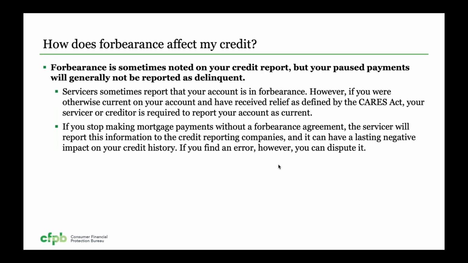So one of the questions we get a lot is, how does forbearance affect my credit? And I totally understand why there's confusion around this, because it's really not a super straightforward answer, but hopefully we can shed some light on it today. So basically, to boil it down, the lender, the servicer, can report that the account is in forbearance, but the paused payments will generally not be reported as delinquent. And so if you were current on your mortgage before, and then you get forbearance and pause 6 months of payments, you will still be reported as current, but there might be a note on your credit report that says this loan is in forbearance.